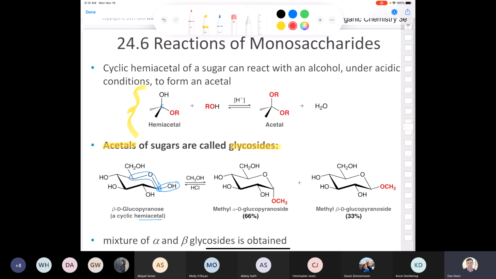Let me prove it to you. Look at the anomeric carbon. It's got an ether attached to it, and it's got an ether over here attached to it. So we've gone from a hemiacetal to an acetal, and when we're talking about an acetal on the anomeric carbon of a sugar, it's called a glycoside. So we end up again with a mixture of alpha and beta glycosides.